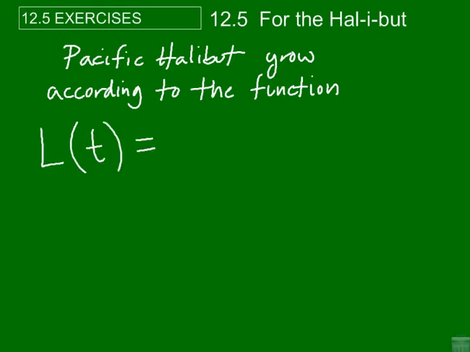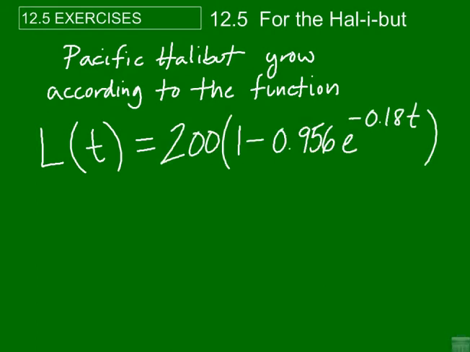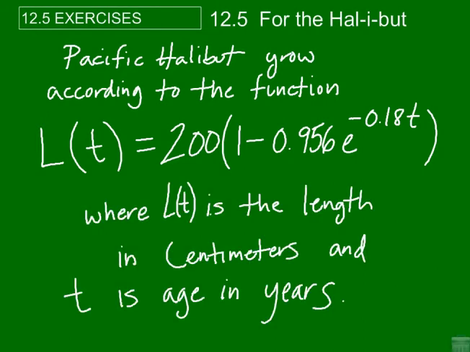fish is. So it says that the length in terms of time, years, is going to be given by 200 times 1 minus this coefficient times e raised to a particular exponent. And L(t) is then the length in centimeters, and t is the age in years.